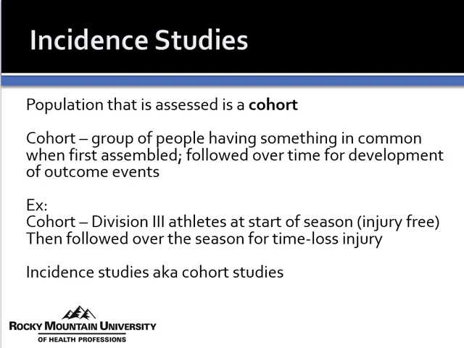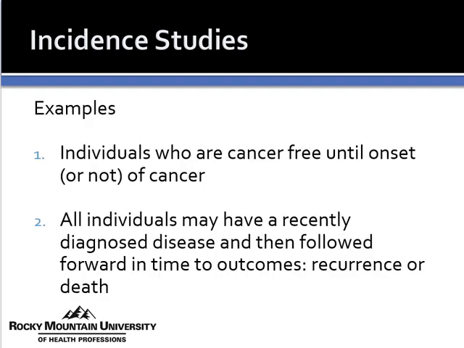The cohort is a group of people that have something in common when first assembled, and they're followed over time for the development of outcome events. So, for example, I've worked a lot with Division III athletes, and so my cohorts are Division III athletes at the start of the season who are injury-free. Other examples, you could have a study looking at individuals who are cancer-free and observe them over time until the onset of cancer. Or you could have a study where all individuals may have been diagnosed with the disease, and then you're following them forward in time for outcomes like recurrence or death.